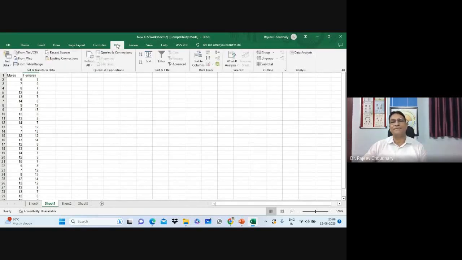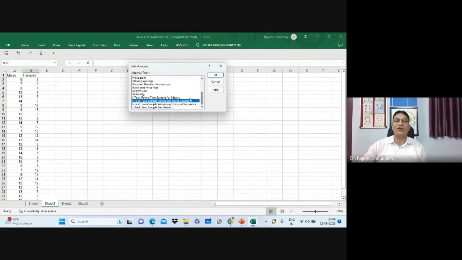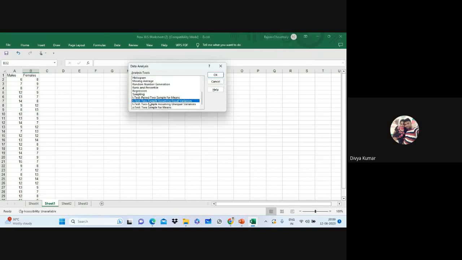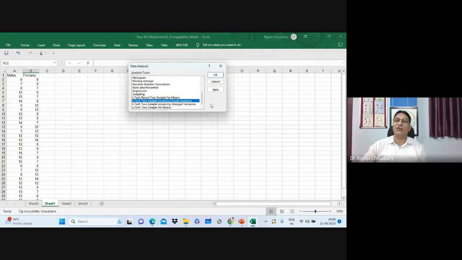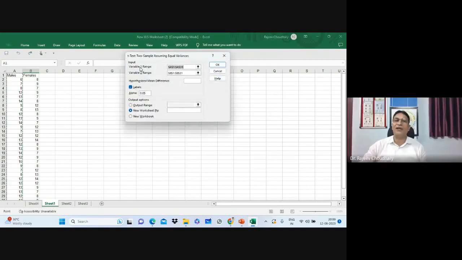Click on data. Now you have to tell me the commands. After that, click on data analysis. Now we have to select which technique? Two sample assuming equal variances. Yes. Now where we have to click?